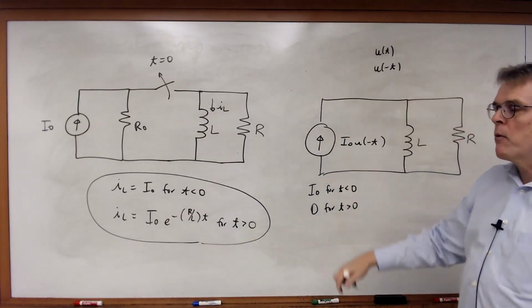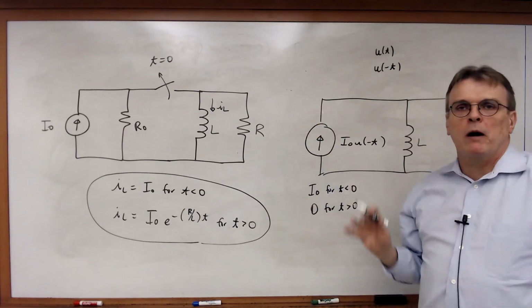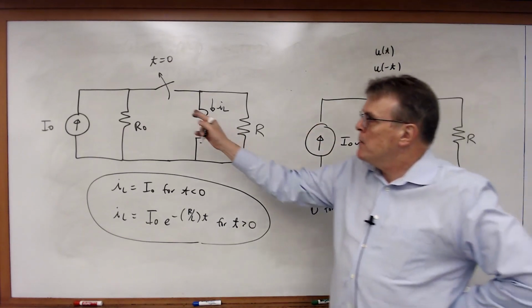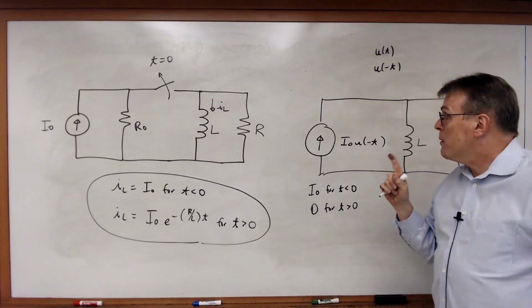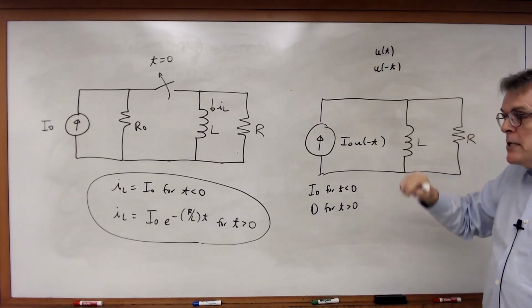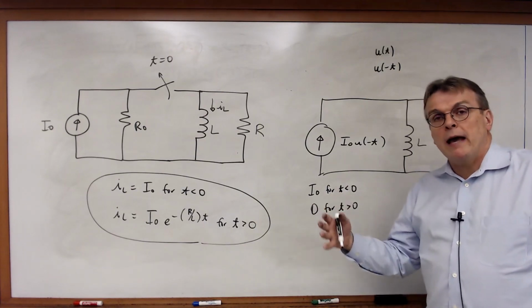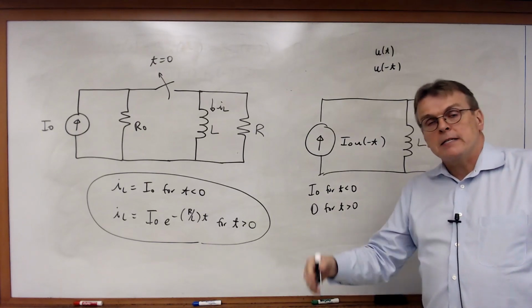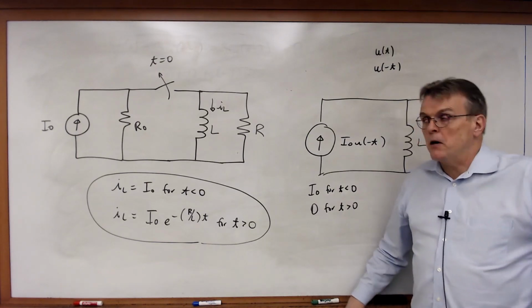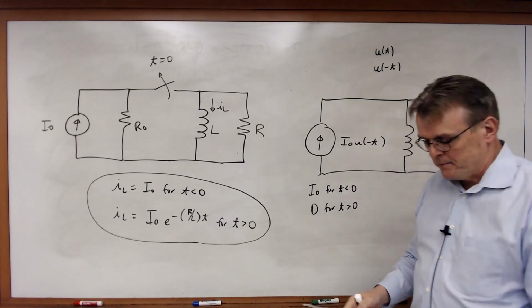Now, if you look at the problems you're going to be working through to practice this, you'll see both types of problems. You'll see some problems where a switch is used to create a switching event. You'll see other problems where a unit step function is used to generate the switching event by zeroing out or either activating or deactivating a source at time t equals 0. So this is just a very useful mathematical way of accomplishing that.